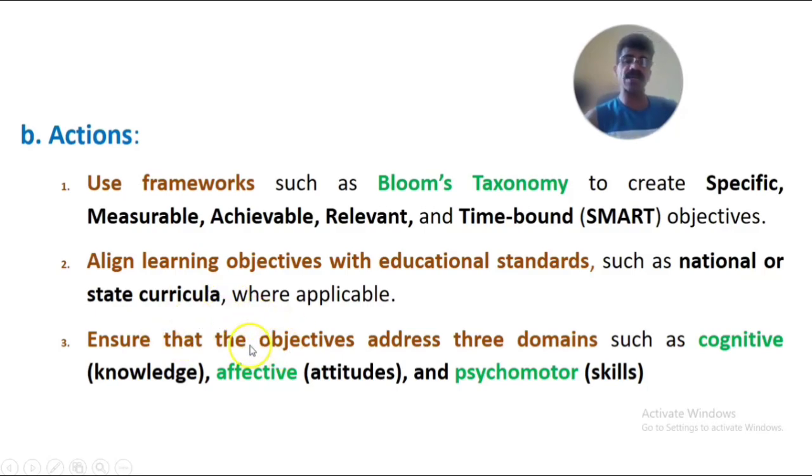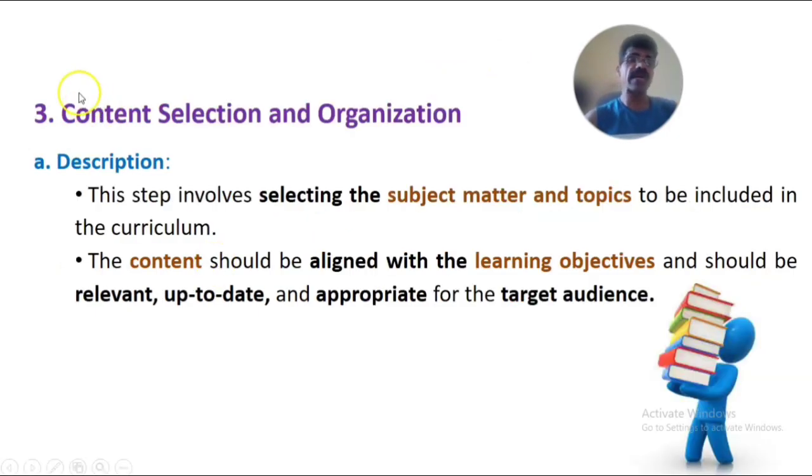So when we set the goals and objectives for the nursing program, we have to make sure that the objectives ensure that students are achieving or developing the needed cognitive, affective, and psychomotor domains to render quality-based, patient-centered nursing care after the particular education program or B.Sc nursing program. Then the third step is content selection and organization.